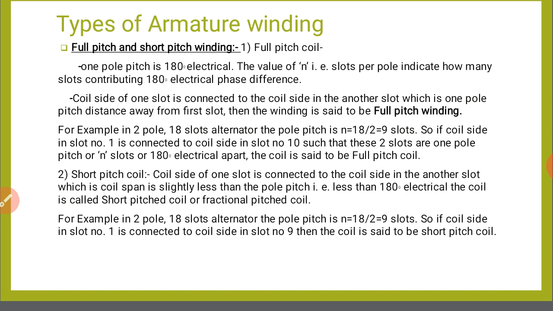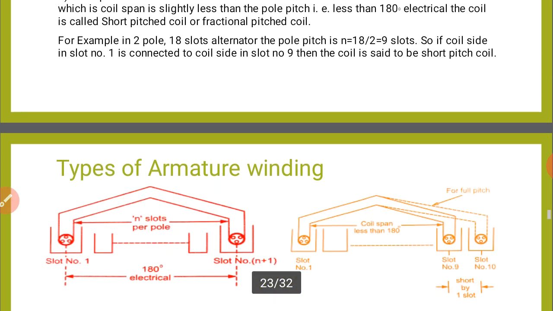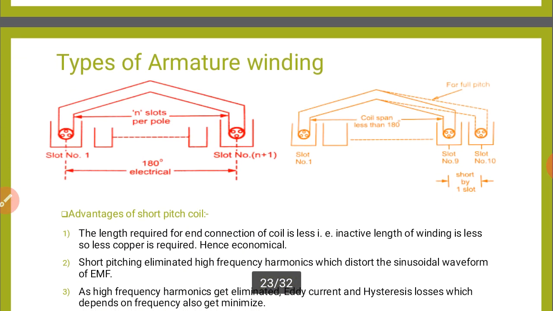Okay. Now, what is the meaning? See, observe in this figure. The first figure is showing a full pitch winding and the second is showing a short pitch winding. So for full pitch winding, if you see, coil side 1 is connected in slot number 1 and coil side 2 is connected in slot number n plus 1. So between these two slots 1 and n plus 1, the difference is of n.